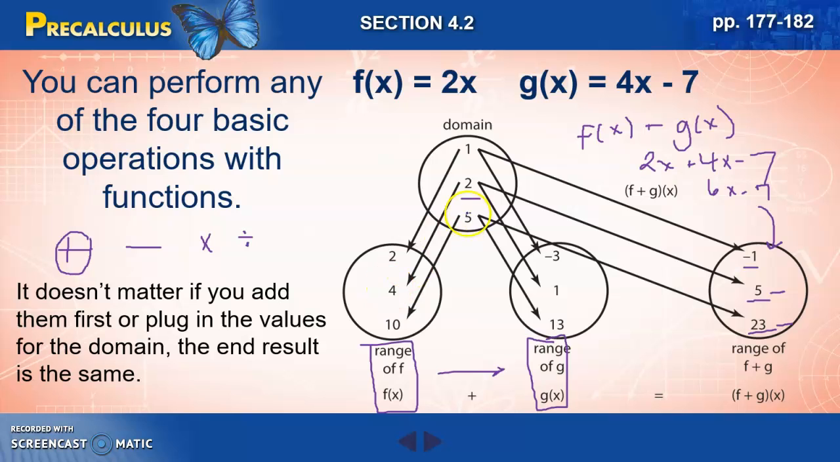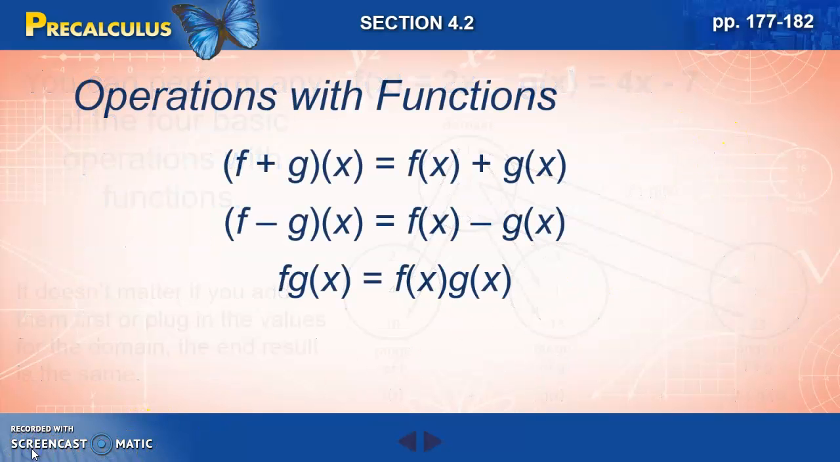So you could have evaluated them each individually and then added your range values, or you could have added the functions together first and then plugged in. I think that this is the easier way, and that's typically how we're going to do it.